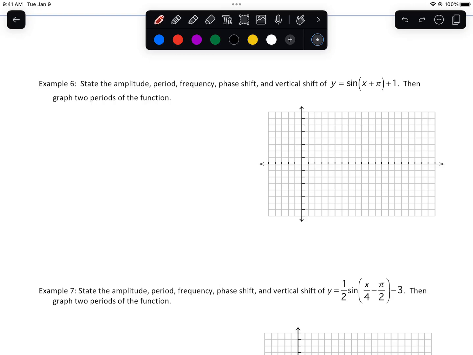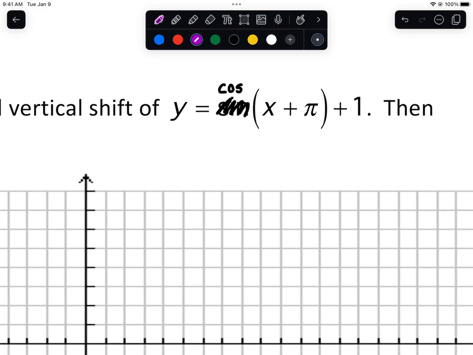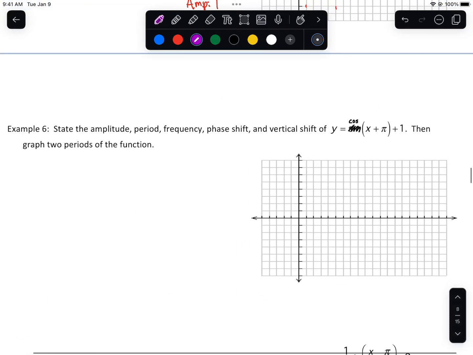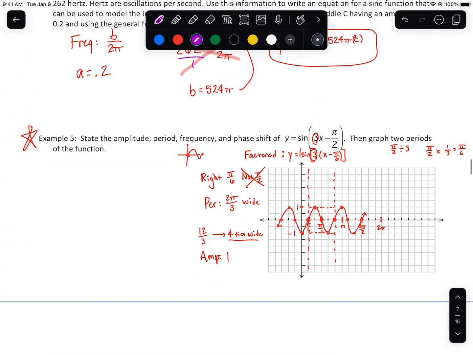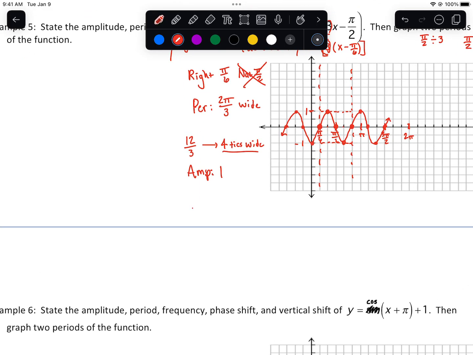Also, just to add variation here, I am going to change this one to cosine. If you want to scratch that out and change that to cosine, just so we can practice another cosine graph here. So this one's got a lot of things going on. What do they want us to do? State the amplitude, period, frequency, phase shift. I think I forgot the frequency on the other one. If you want to go back and get the frequency, you just flip the period. So 3 over 2 pi.